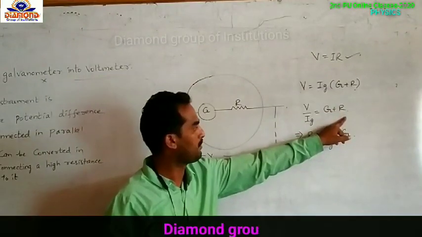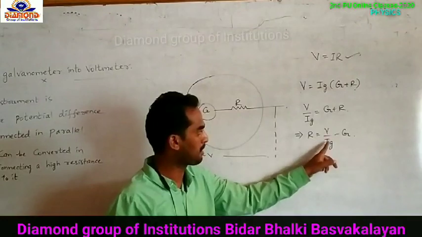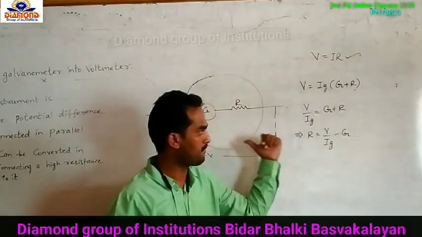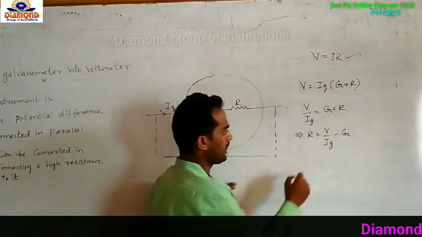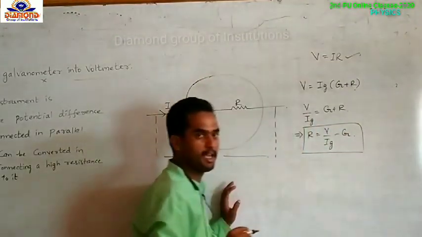So we got the R value. R becomes V divided by Ig, and the plus G, when it moves to the left side, becomes minus G. So what is the final expression? R equals V divided by Ig minus G.